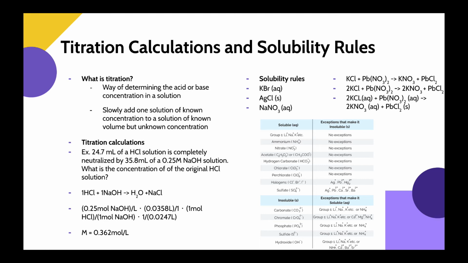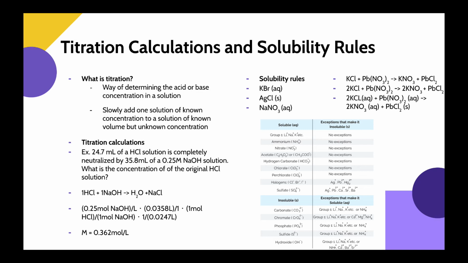So the solubility rules allow us to identify compounds that are soluble or insoluble. Soluble compounds dissolve and are aqueous. Insoluble compounds don't dissolve and are solid. So for the first group on this table, group 1 metals are all soluble with no exceptions. The same is for ammonium, nitrate, acetate, hydrogen carbonate, chlorate, and perchlorate. They are all soluble with no exceptions.